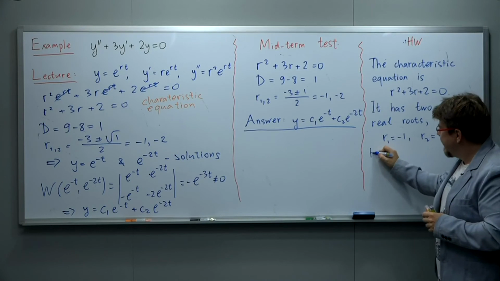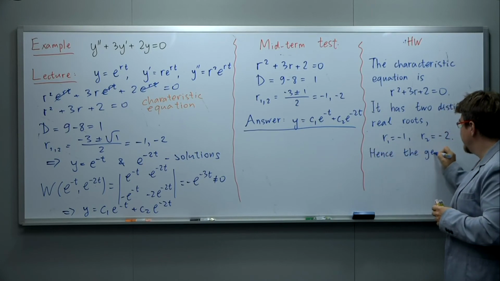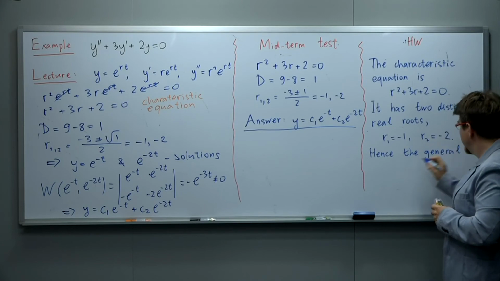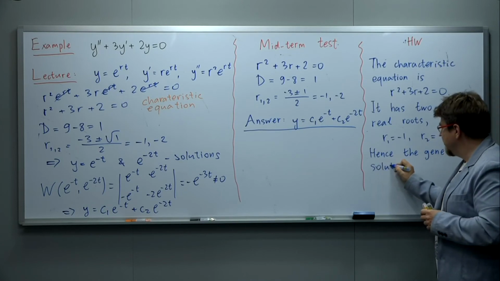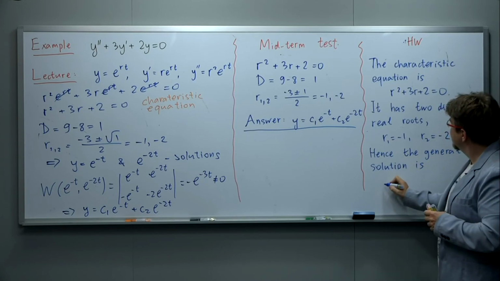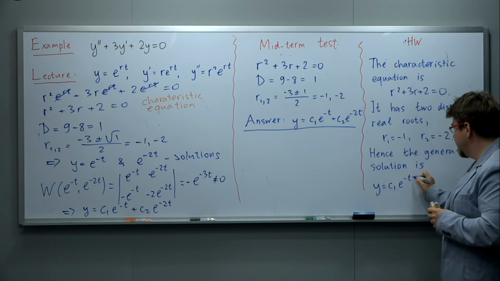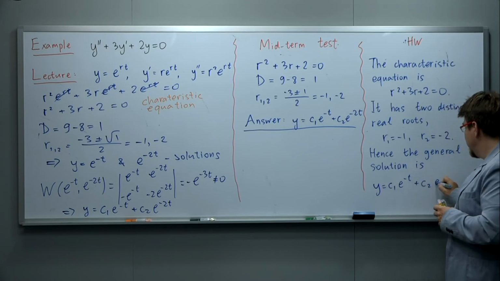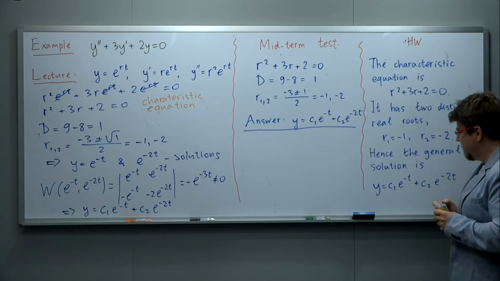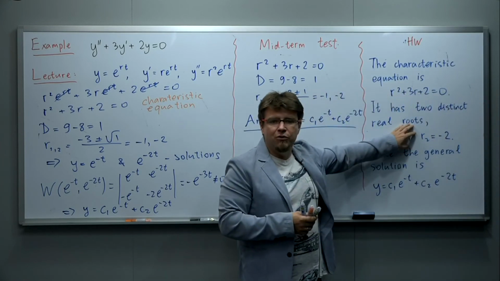So hence the general solution is y equals c1 e to the minus t plus c2 e to the minus 2t. And this is how you do it when you have to type it.